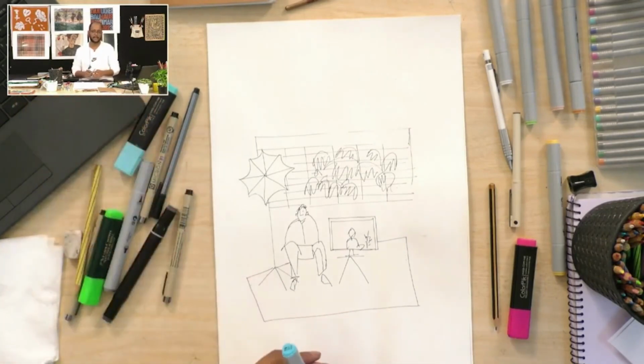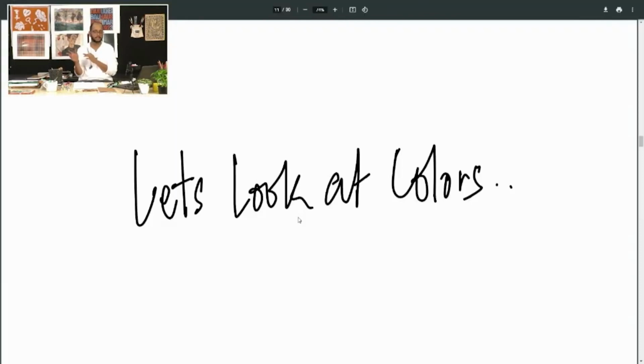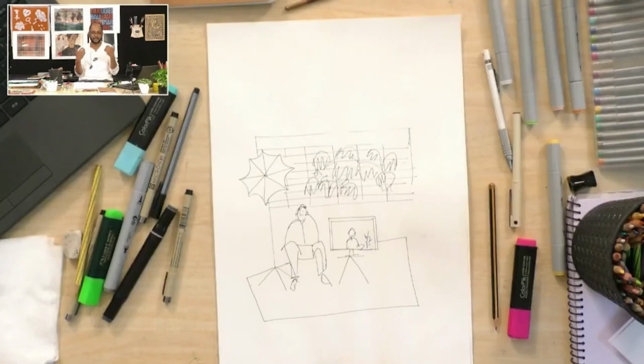Generally, when I think about colors, I avoid the primary colors, which are red, blue, and yellow. So yes, generally I avoid those colors. I try to play with the colors which are between those elements.